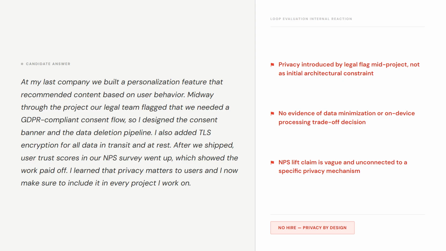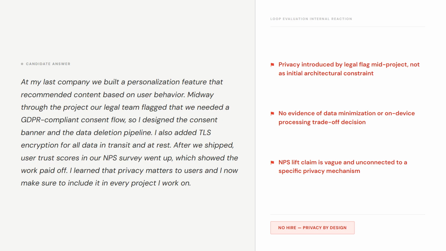I also added TLS encryption for all data in transit and at rest. After we shipped, user trust scores in our NPS survey went up, which showed the work paid off. I learned that privacy matters to users, and I now make sure to include it in every project I work on. Privacy introduced by legal flag mid-project, not as initial architectural constraint.